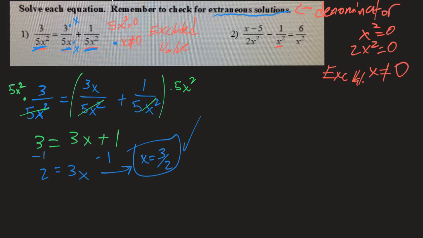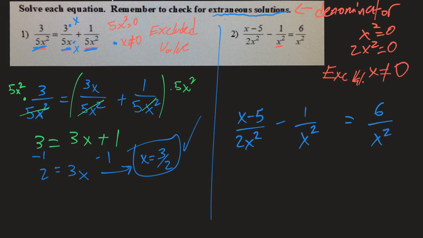Now the next step is going to be, can we get common denominators? So let's think about what we should multiply to get common denominators. So if we take our problem, x minus 5 over 2x squared minus 1 over x squared equals 6 over x squared. And I already see each of them as x squared. Let's multiply this one by 2 and this one also by 2. And I'm only multiplying by the 2 so that I end up with all three of these as being 2x squared.